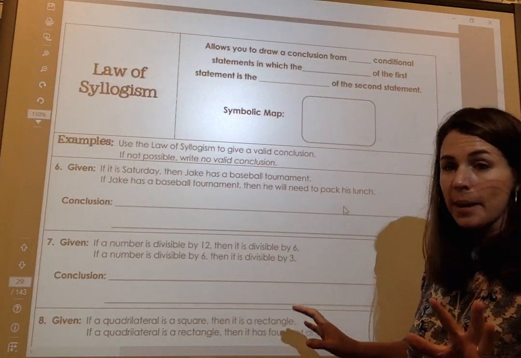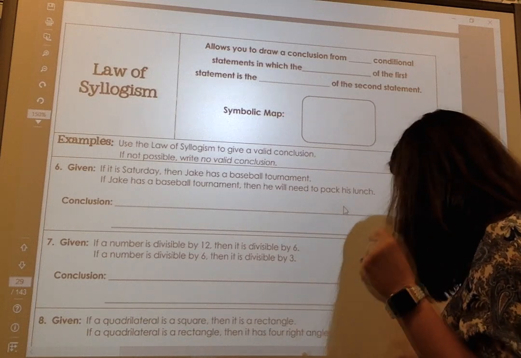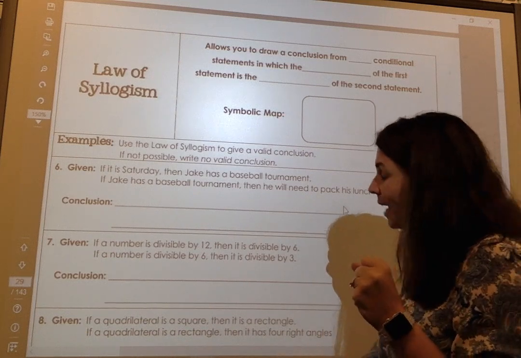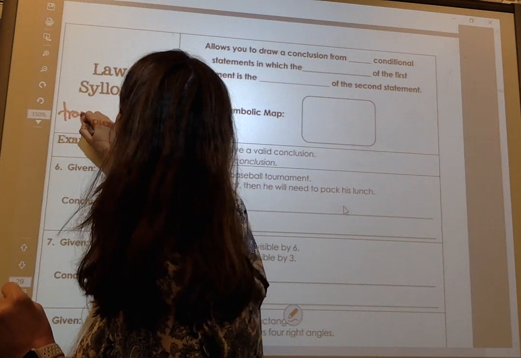Law of syllogism is kind of like my transitive property.